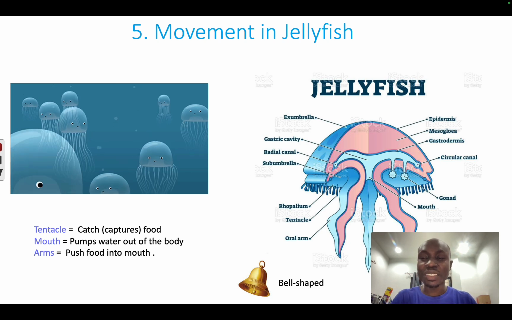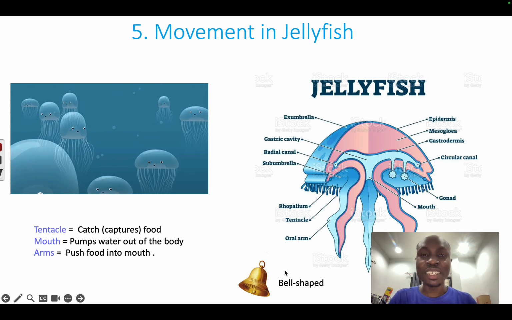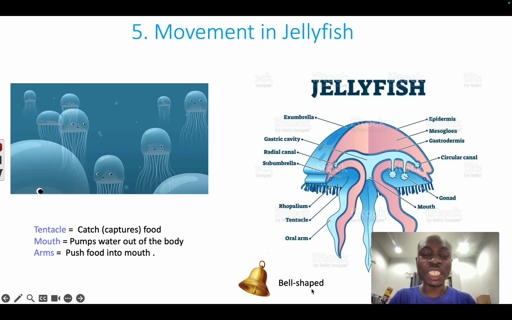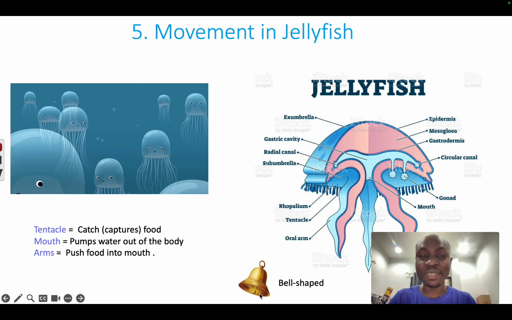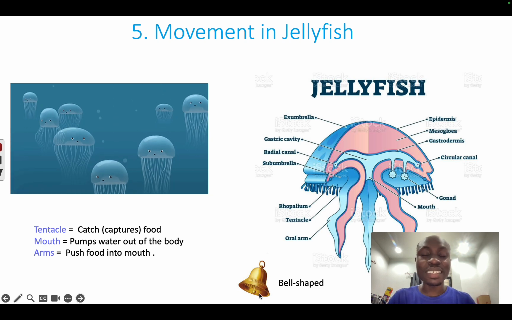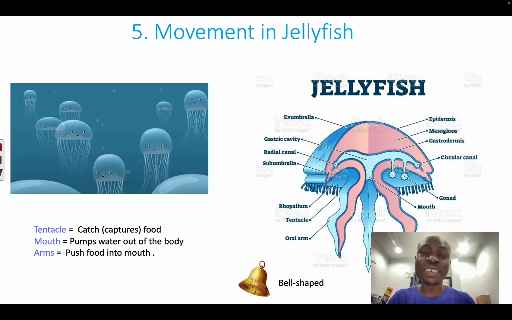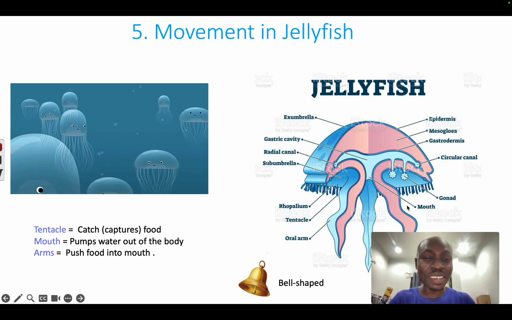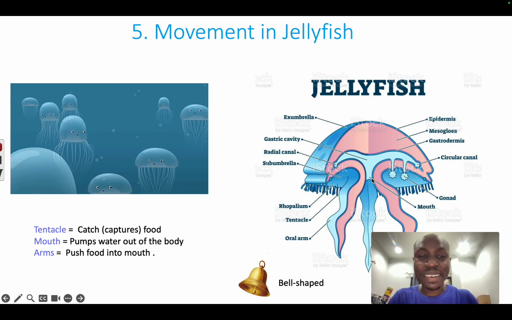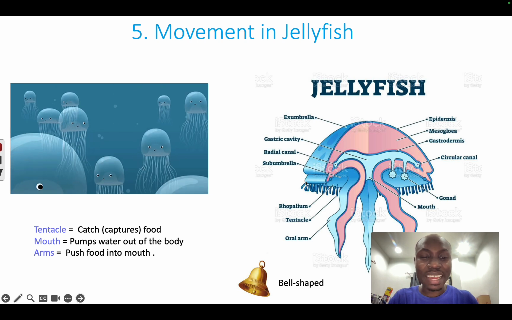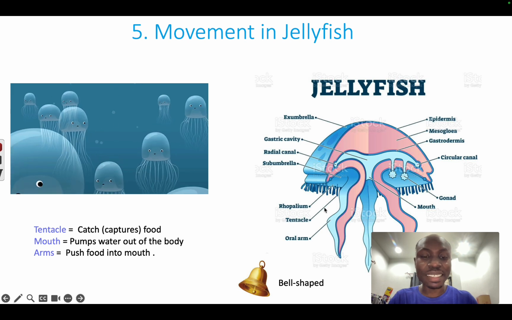So jellyfish, of course, live in water, and the shape is usually called a bell shape. So they have a bell-shaped structure. The shape looks like what? The bell. Let's look at the structure of jellyfish before we look at how they move. So it has one opening, which is the mouth over here, and around the mouth we have tentacles.